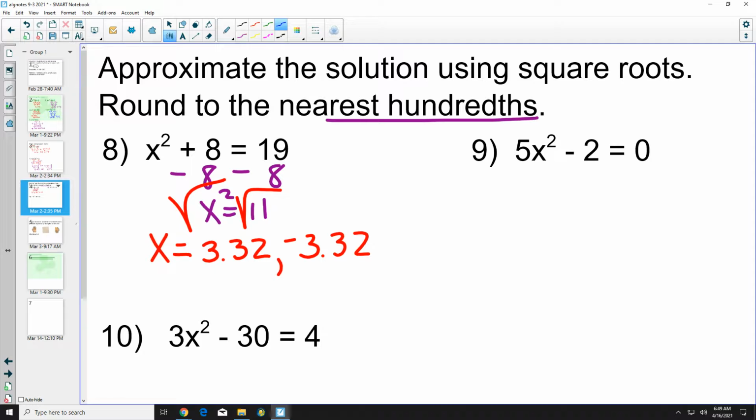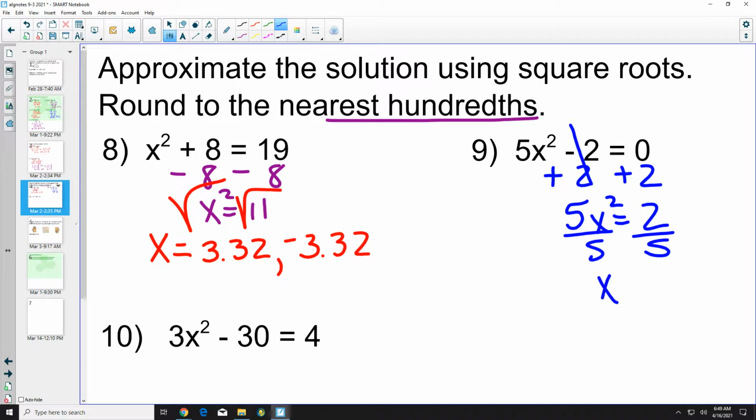All right, look at number 9. Okay, 5x squared minus 2 equals 0. So we're going to solve for x to the second by first adding 2 to both sides. You'll get 5x to the second equals 2. Then we divide both sides by 5. So we would get x to the second equals 2/5. If we take 2 and divide by 5, that would be a 0.4.